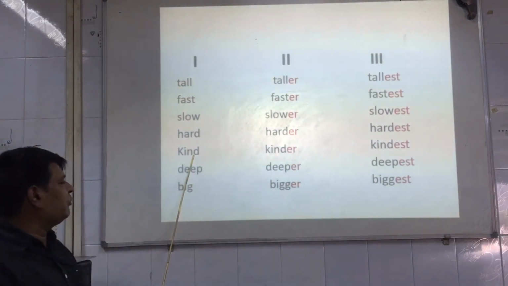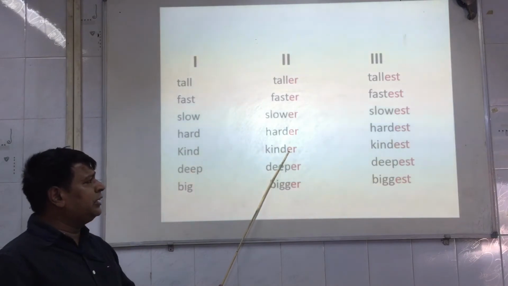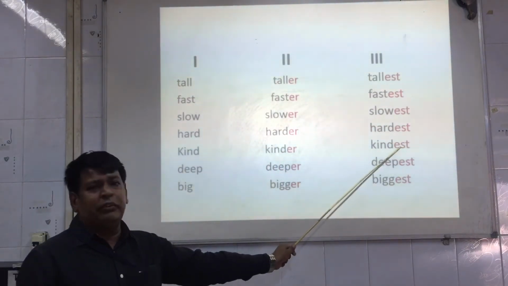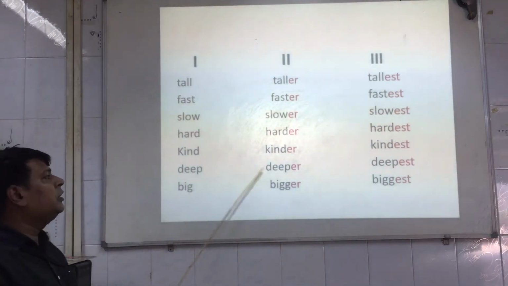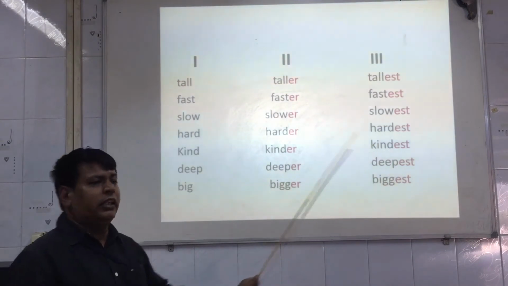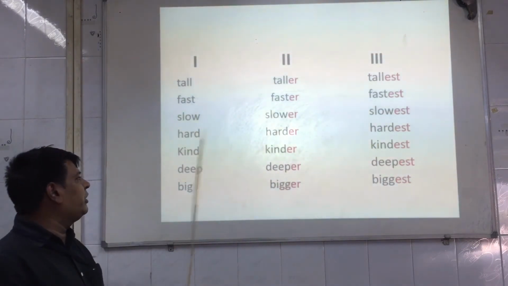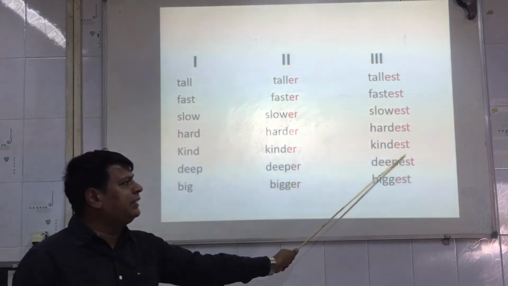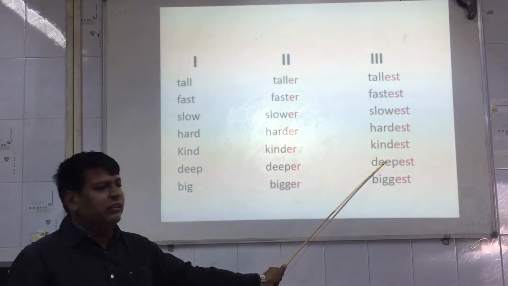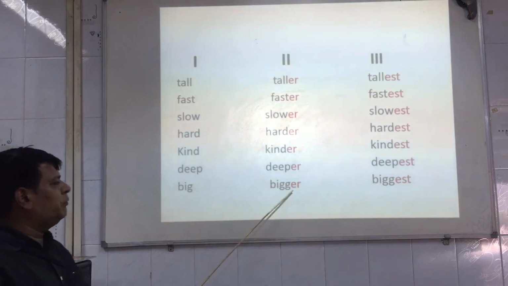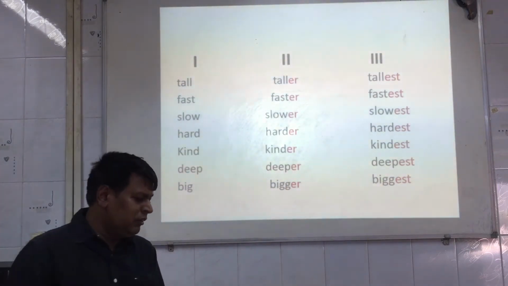Kind, kinder, kindest. Now kind is the base form. Kinder, er is added to the base form in the comparative form, and est is added in the superlative form. Deep, deeper, deepest. Again, er is added to the base form deep and est is added to the base form in the superlative degree. Big, bigger, biggest.